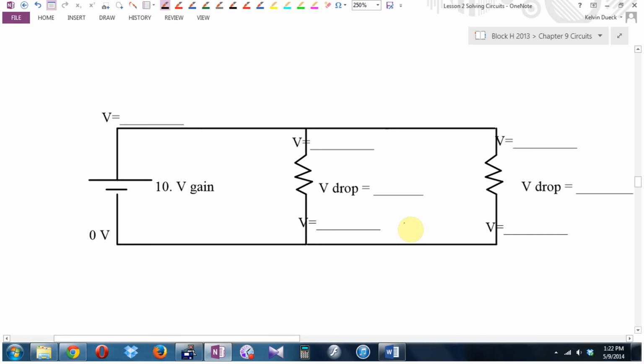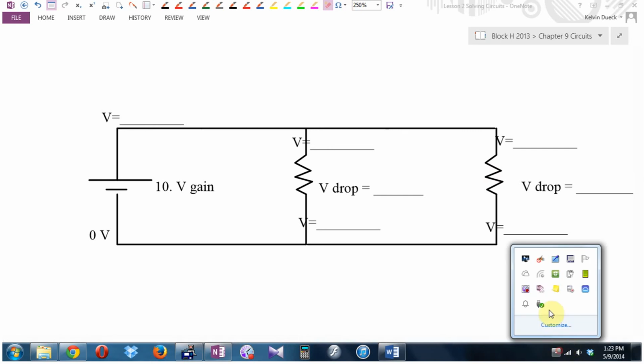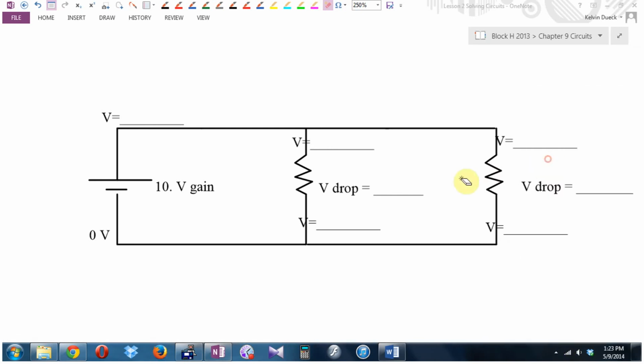Find the battery. Okay, we're on this one. I'm going to check the notes to see that you're writing this down, of course. Good. Find the battery right here. How high? How many volts? 10. Look up. So right here, how high are we still? We haven't gone down any resistors, so how many volts would we measure right there? 10. Write that down.